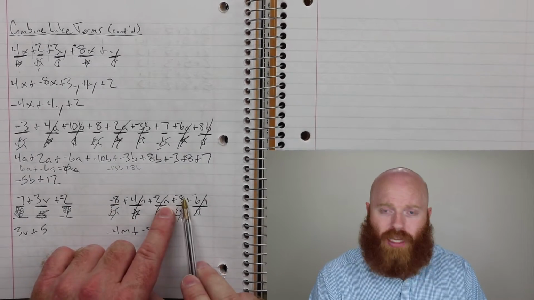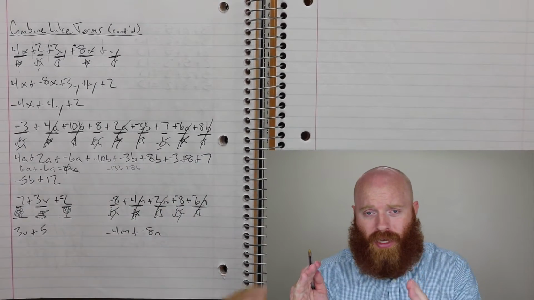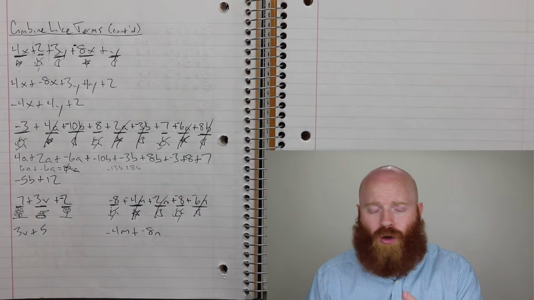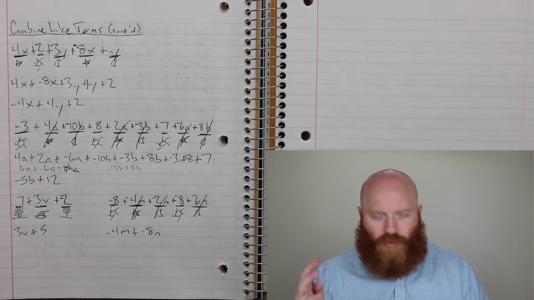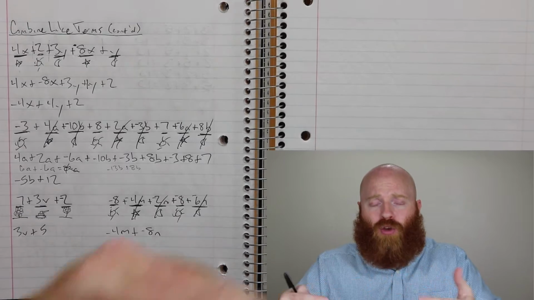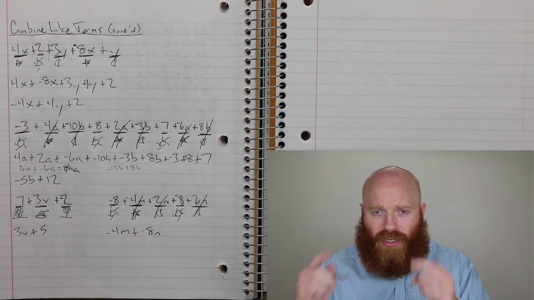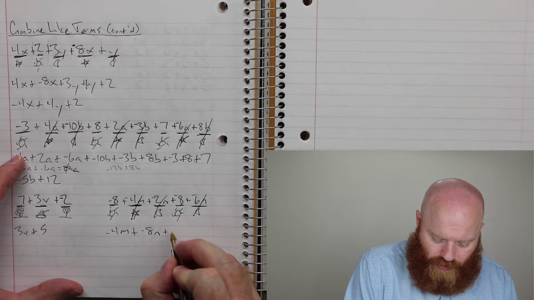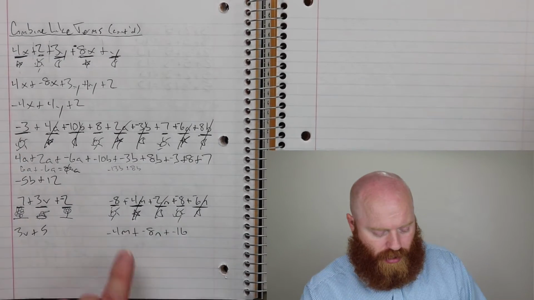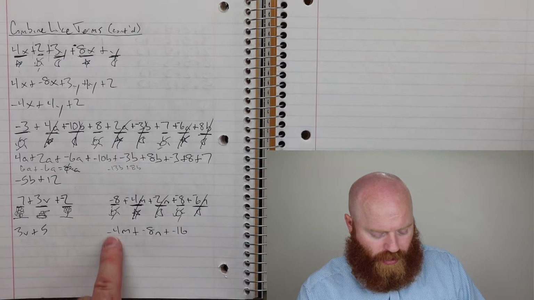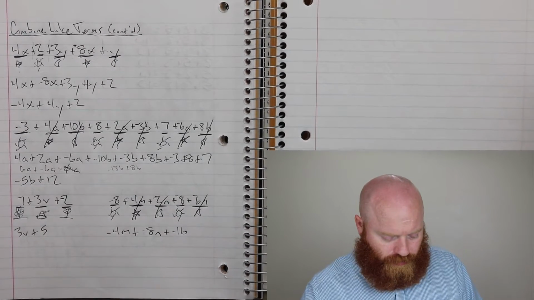8 bad guys plus 8 bad guys. They don't shoot each other and make 0. Oh, I hope that's not what you're thinking. Bad guys plus bad guys don't shoot each other. They team up. You add them together. If we're on the same team, they team up and they add together. 8 bad guys plus 8 bad guys is 16 bad guys. So add 16 bad guys. I got myself alphabetical order, and this is the answer.